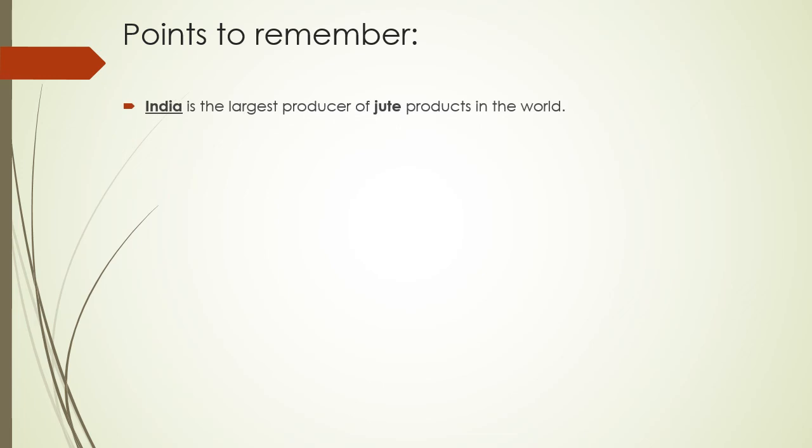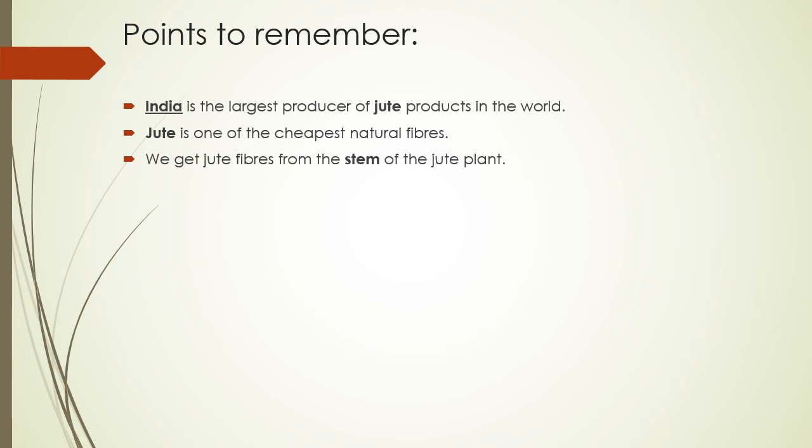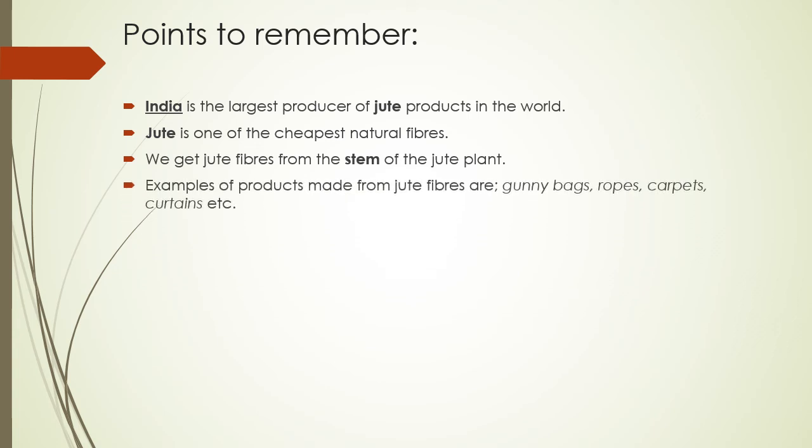Let us recall what we have studied in today's session. Points to remember. India is the largest producer of jute products in the world. Jute is one of the cheapest natural fibers. We get jute fibers from the stem of the jute plant. Examples of products made from jute fibers are gunny bags, ropes, carpets, curtains, etc.